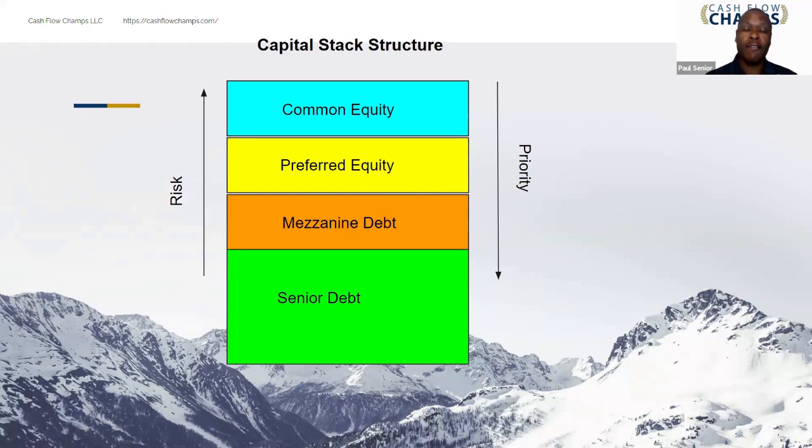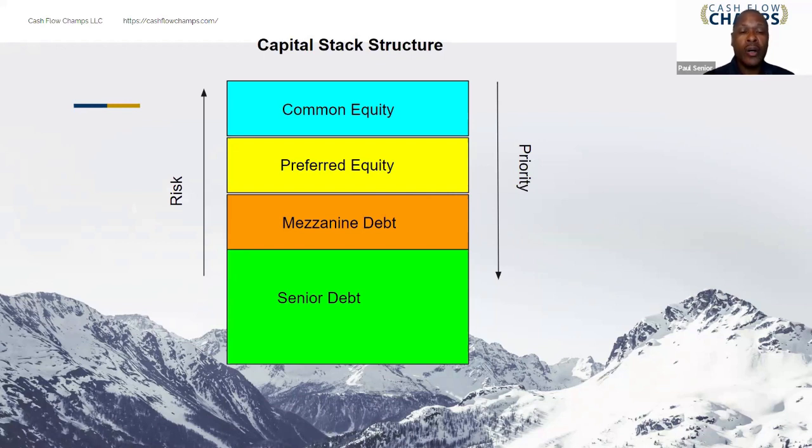So for example, if your senior debt is commanding a 5% interest on its capital, then you would expect your investors at the mezzanine debt level would achieve a minimum of that 5%. So it'd be 5% plus for those, right?